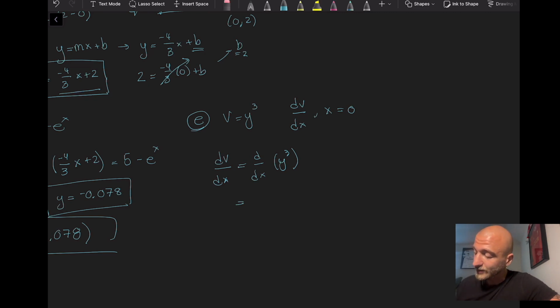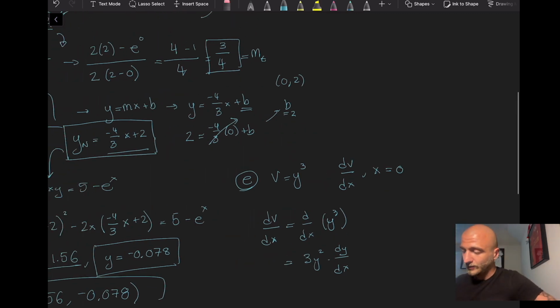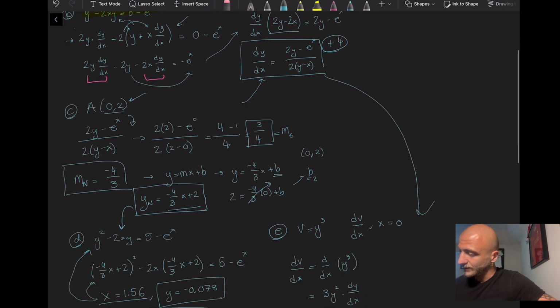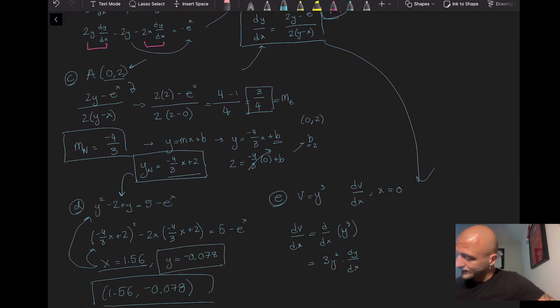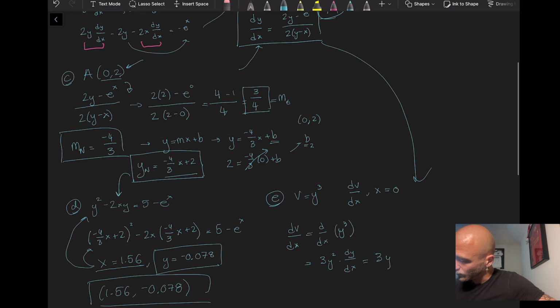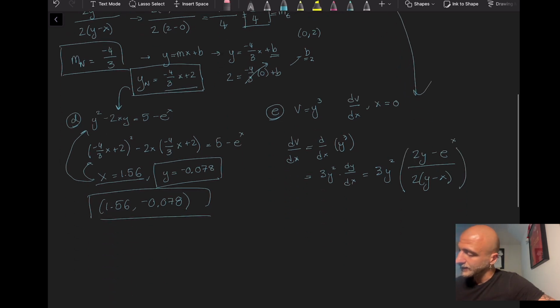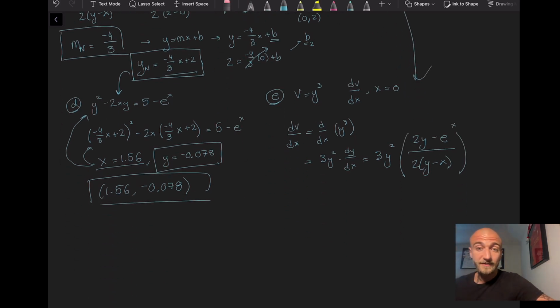The derivative of y cubed with respect to x would be 3y squared times dy dx. We know what dy dx is though, because we got the expression for dy dx all the way up here. So let's zoom out a little bit and we can write it back down. So 3y squared times dy dx, which is 2y minus e to the x over 2 times y minus x. That's my expression for dv dx.